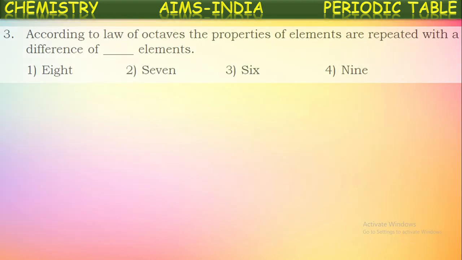Okay, next one. According to the law of octaves, the properties of the elements are repeated with a difference of dash elements. With how many elements? 8 elements. So this set of 8 elements is called an octave, and in honor of the scientist who proposed it, it is called Newlands' octaves. That law is called Newlands' law of octaves. Okay, 8 elements.